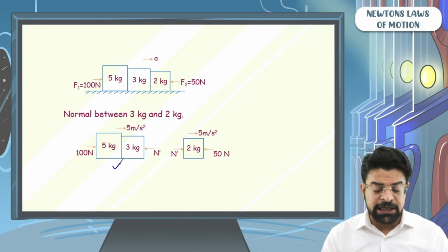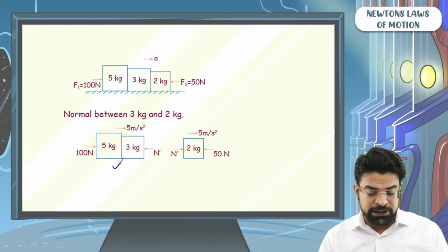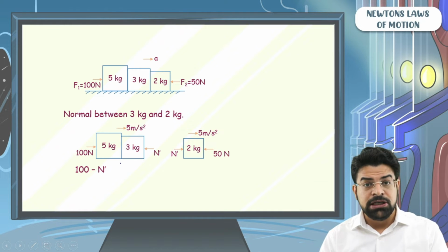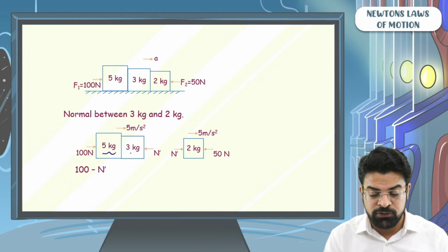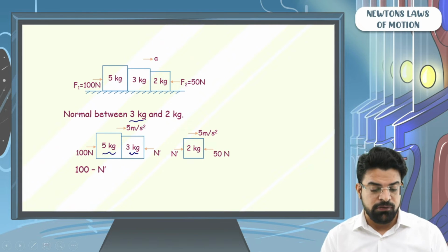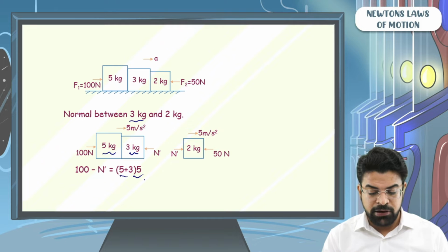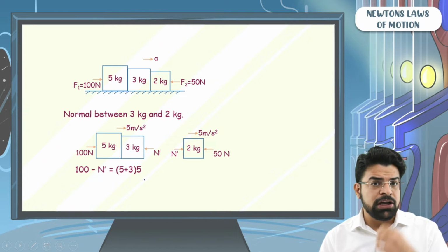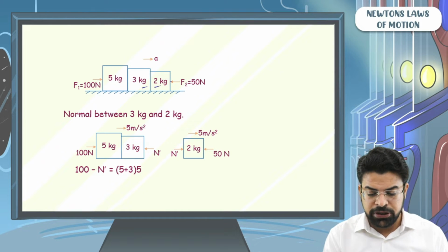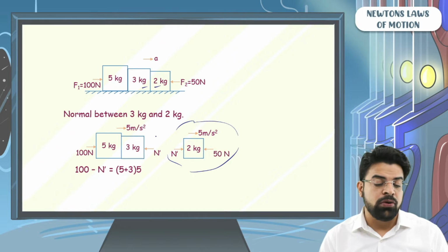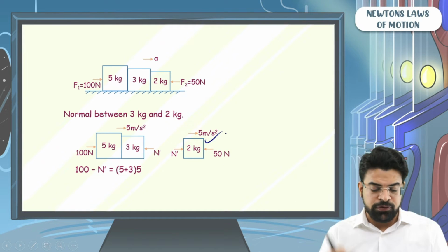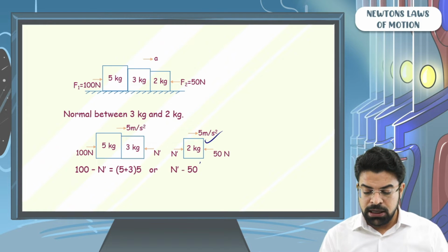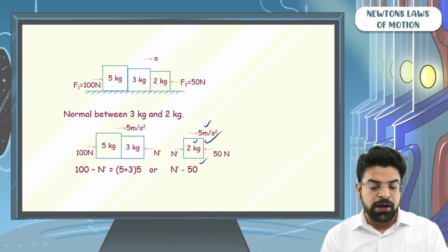In the first case, the net force in direction of acceleration is nothing but 100 minus N dash, and this 100 minus N dash equals mass 5 plus 3 into acceleration 5. So that becomes 8 into 5. Or to find the normal reaction between 3 kg and 2 kg, you can look at the forces acting on the 2 kg. You will say the net force in direction of acceleration, N dash minus 50, equals mass into acceleration, 2 into 5, that becomes 10.